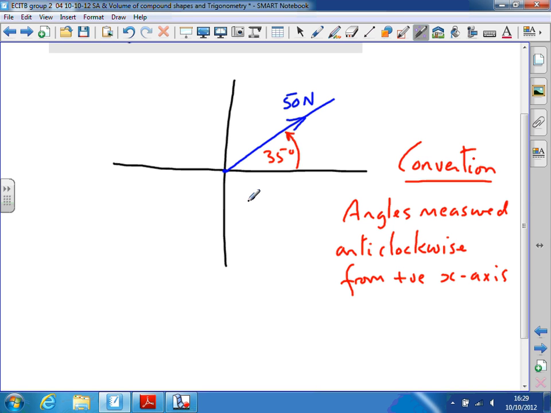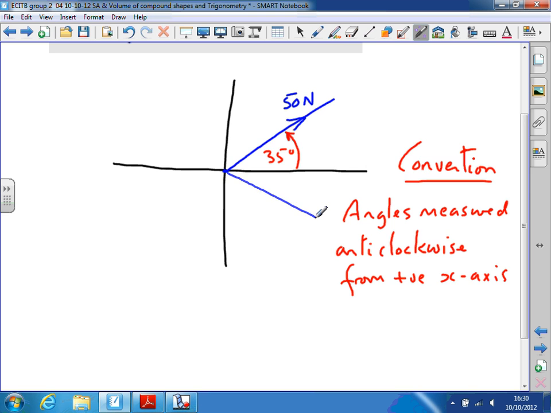If I have a force and the angle is measured as minus 35 degrees, what would I do then? Yeah. So if the convention is angle measured anti-clockwise from the positive x-axis, if I want to go the other way, clockwise, it's a negative angle. So if this had been minus 35 degrees, I'd have gone that way. Okay? So that's the first thing.